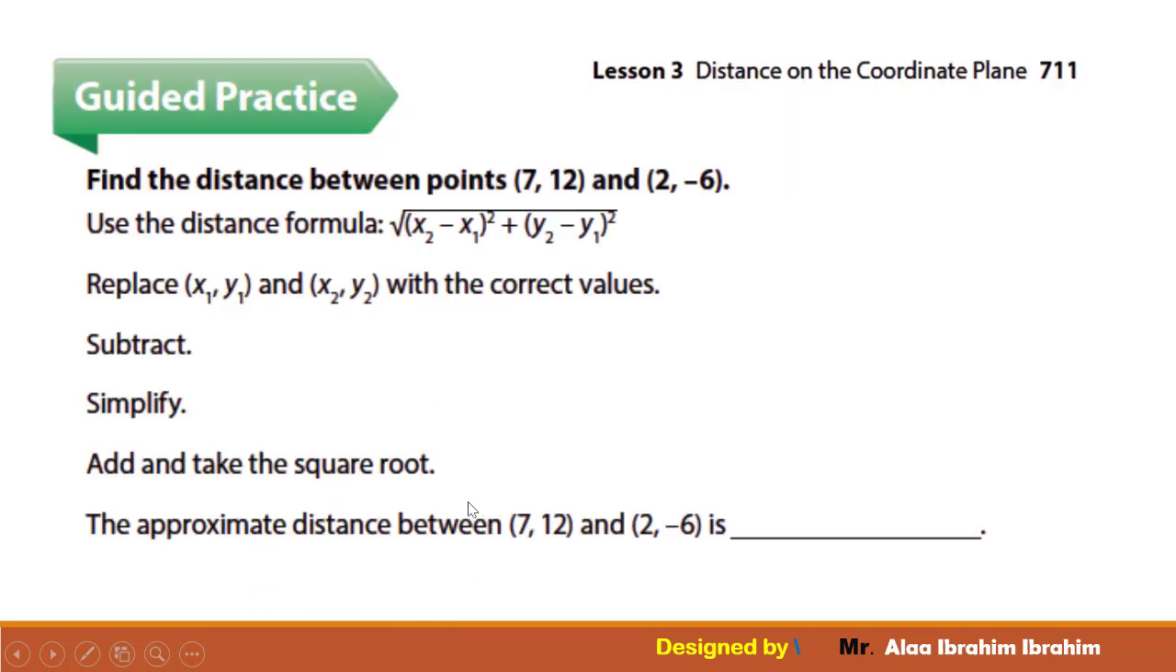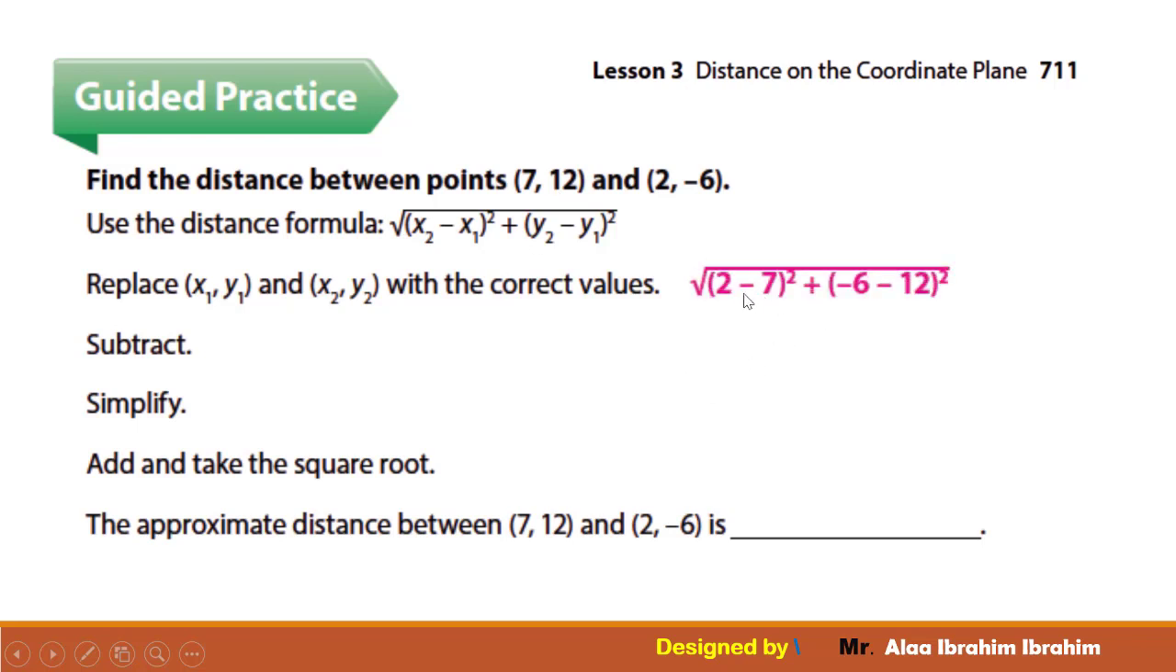Let's make another example. I have now points at 7, 12 and 2, negative 6. So I have to use the distance formula. This is the distance formula: how to find the length, or the distance between 2 points, with this formula. This is called the distance formula. So I have to replace x2 minus x1, y2 minus y1. So this is my way, like this.